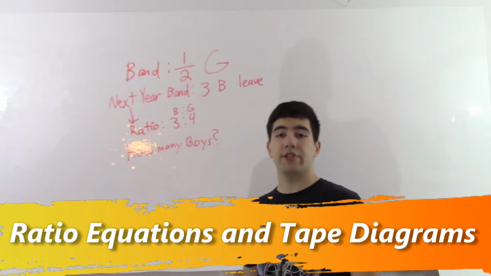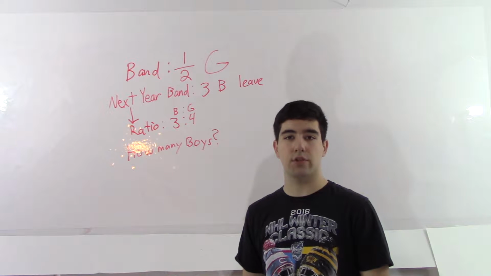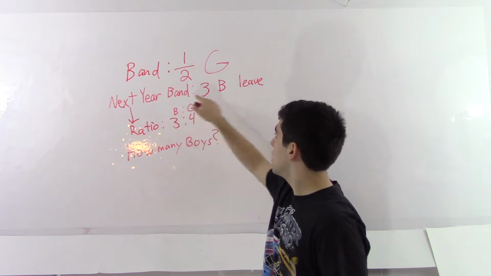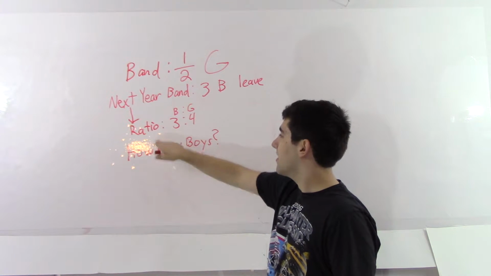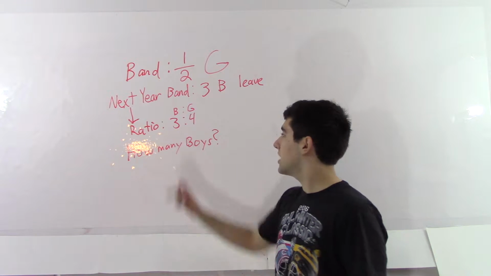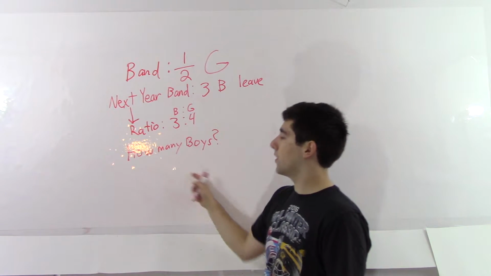So let's look at using a ratio in an algebraic problem. The question tells us that in a band, half the members are girls. It then tells us that after a year in the band, 3 boys leave. Then it tells us that after the 3 boys leave, the ratio of boys to girls is 3 to 4. That similar ratio we were using before. How many boys are in the band?